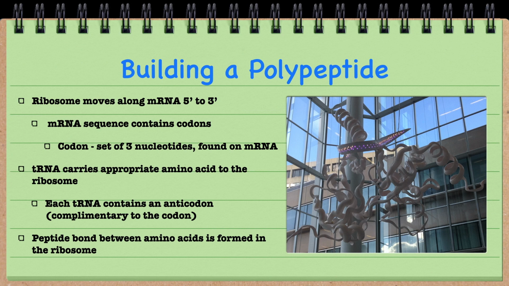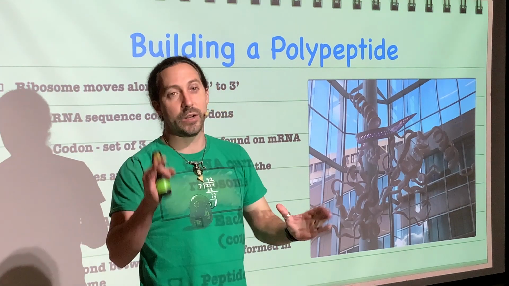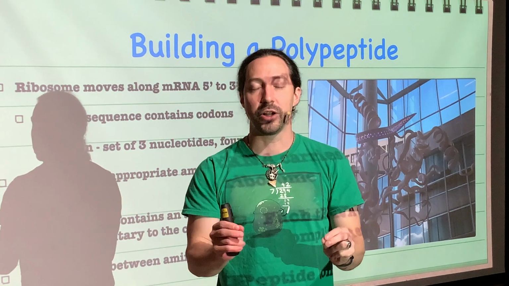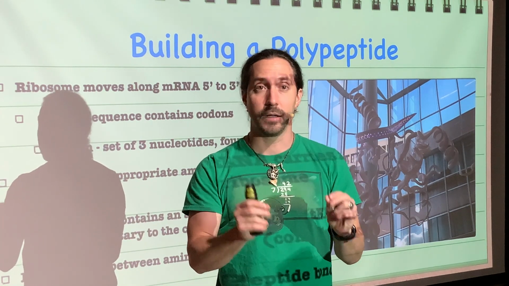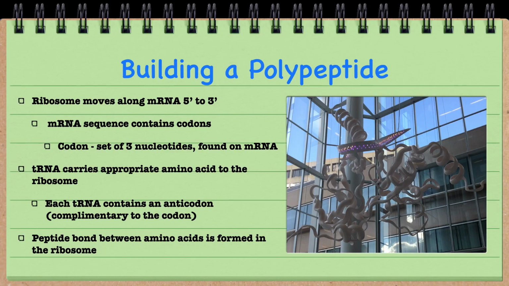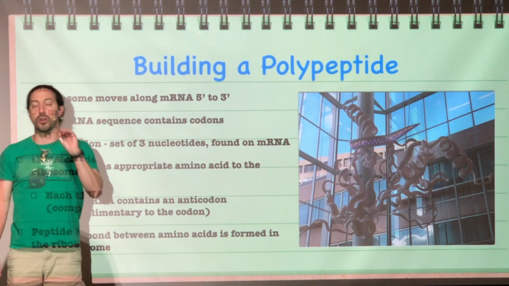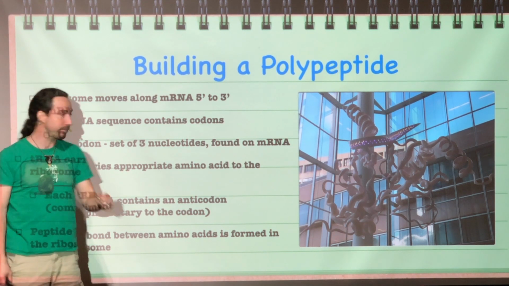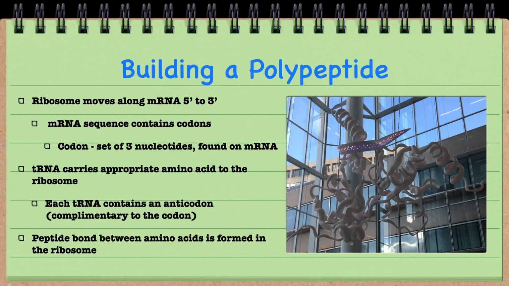To build our polypeptide, the ribosome is going to move along the mRNA sequence in the 5' to 3' direction. The direction matters a lot right here. The mRNA sequence contains these things called codons. And a codon is a set of 3 nucleotides that are going to signify a specific amino acid that should be added. The tRNA carries that appropriate amino acid to the mRNA ribosomal complex.